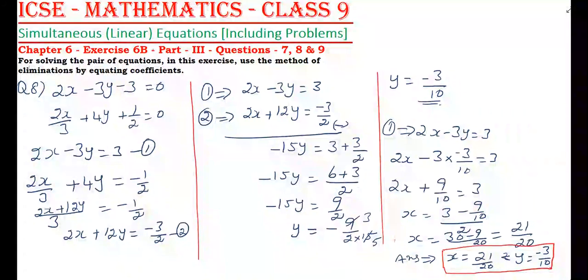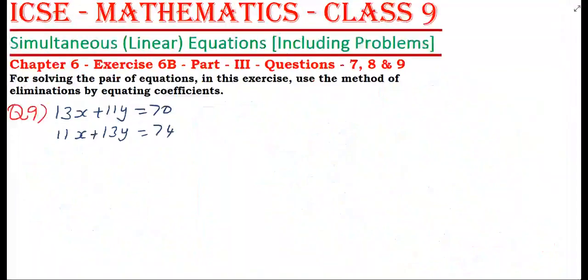Question 9. 13x plus 11y equal to 70, 11x plus 13y equal to 74. In this sum, the x coefficient and y coefficient in the second equation are interchanged. For example, 13x in the first equation, 13y in the second equation, and 11y in the first equation, 11x in the second equation. So this we need to solve somewhat differently. First, we can take the first equation.